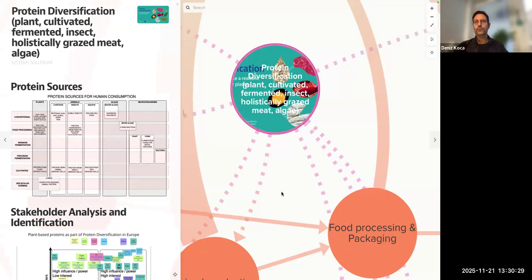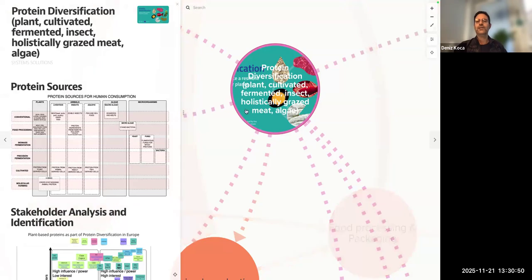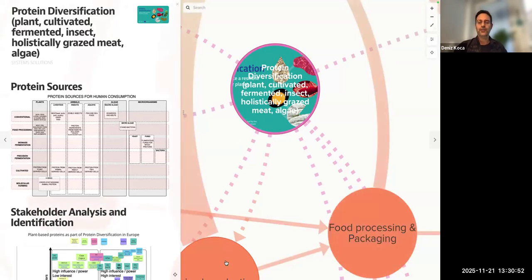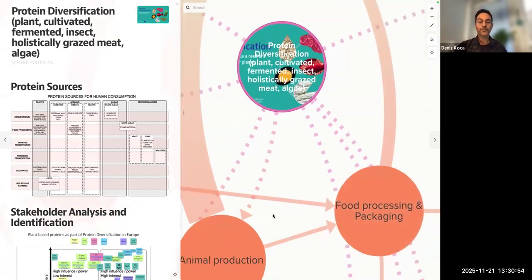But to the amount where the biophysical system can, within the carrying capacity of the biophysical world system. But we don't have to have more than that. And that can be compensated with different types of proteins from plants, from fermentation, insects. Even what I call the holistic, the grazed meat, doing the right part, as an alternative to the industrial level of meat production.